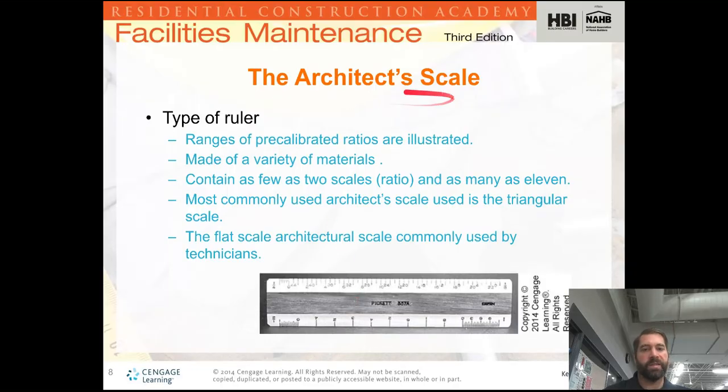So the architect's scale is a type of ruler. It has ranges of pre-calibrated ratios, and they're made of a variety of materials. We have ones that are plastic, we have ones that are wood. The ones that we have, we're going to go over in more detail, so don't get too caught up on the details that this presentation has. The most commonly used architect scale is the triangular scale, and those are the ones that we have in class. The flat scale, which is illustrated here, we don't use, so don't worry about it.